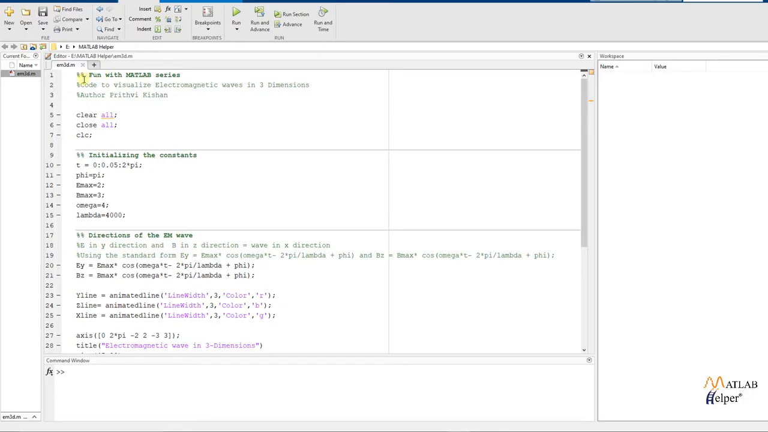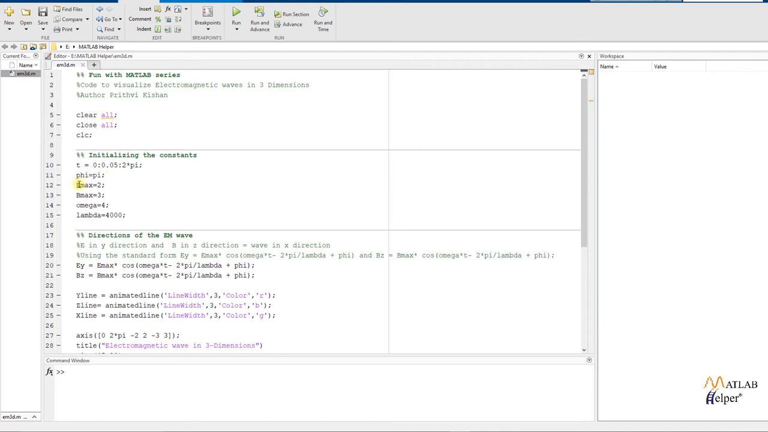This is the MATLAB code to visualize electromagnetic waves in 3 dimensions. Initially, we initialize a vector t to have values from 0 to 2 pi with increments of 0.05. Then we initialize the constants of the standard EM wave equations, which include phi, which is the phase angle, which is equal to pi in our program.